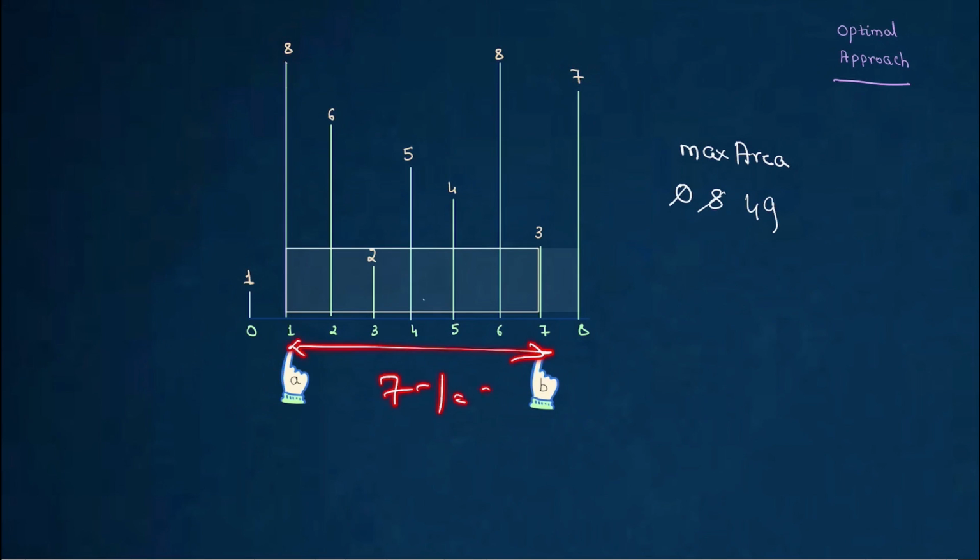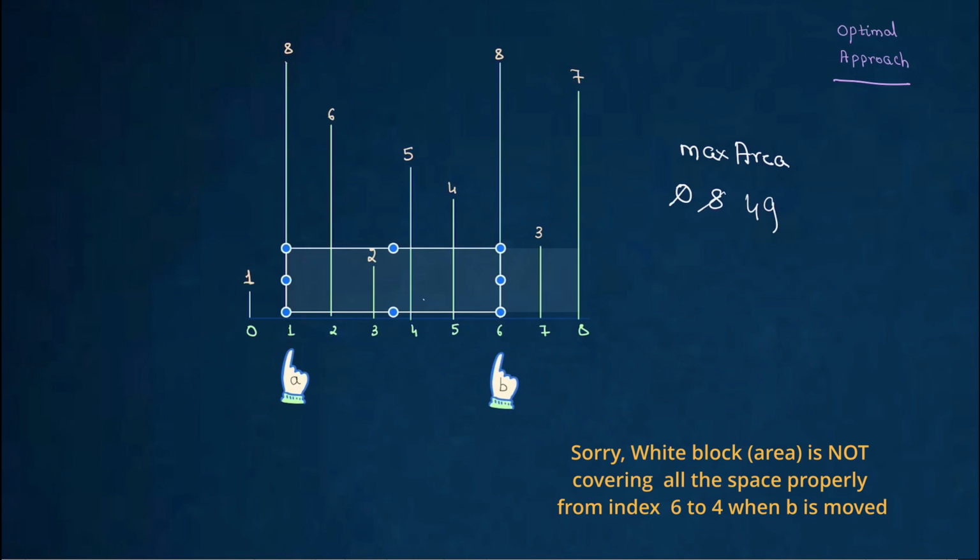7 minus 1, which is 6, into the smallest number, which is 3. So 6 3s are 18. And this 18 is less than 49. So we will not update the max area. We will move our pointers. Which pointer should I move? A's height is more than B's. So I'll just leave A as it is and I'll update B to see if I get more area. And this is the area I'll be getting now. 6 minus 1, which is 5, into 8, as both are the same here. So 8 5s are 40.